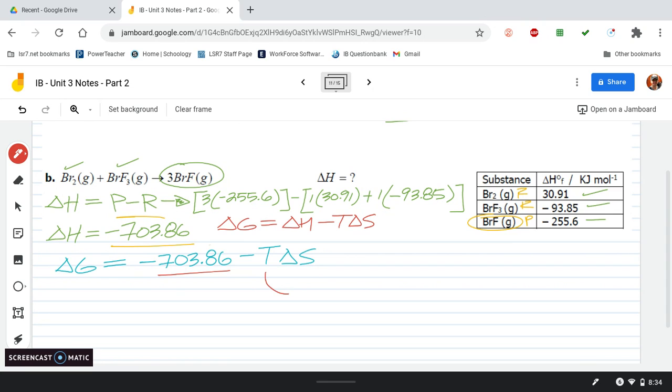We need to think about temperature here, and so we need to find the sign of delta S. So let's look at delta S. We have 2 moles of gas on the left, and then on the right, we have 3 moles of gas. There's a coefficient of 3 right there. So they have 3 moles of gas.